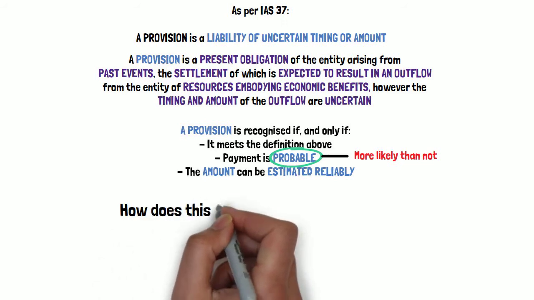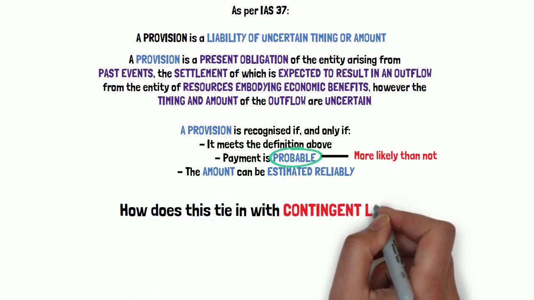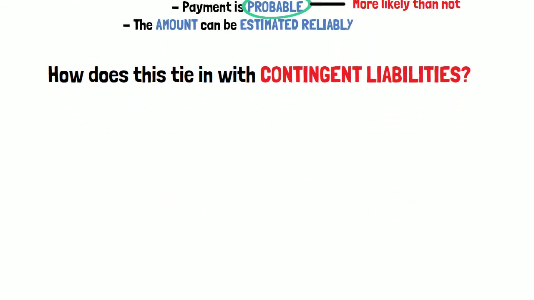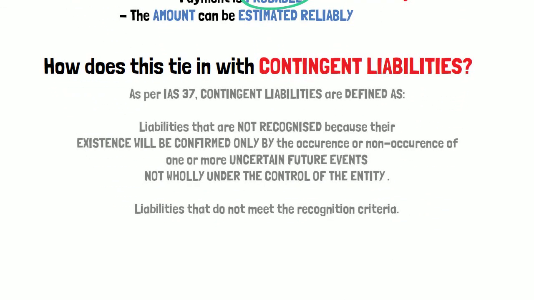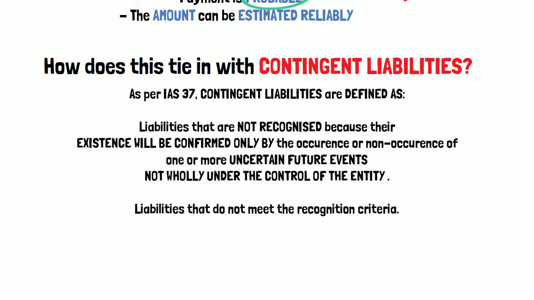But how does this all tie in with what a contingent liability is? Well, as per IAS 37, contingent liabilities are defined as liabilities that are not recognized because their existence will be confirmed only by the occurrence or non-occurrence of one or more uncertain future events which are not wholly under the control of the entity. They're also known as liabilities that do not meet the recognition criteria of being a liability.